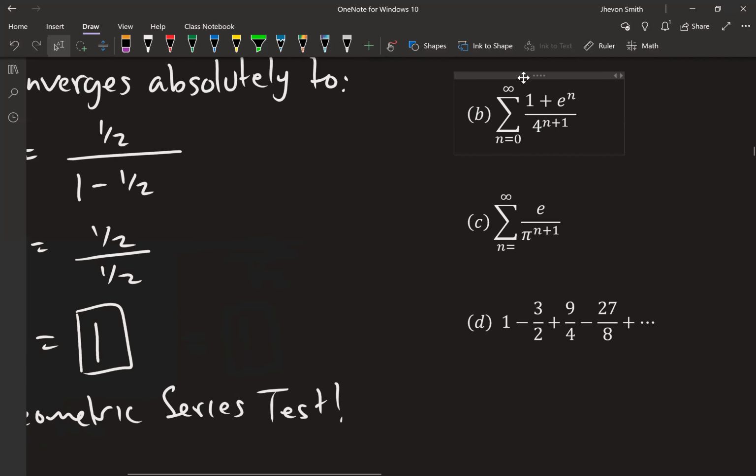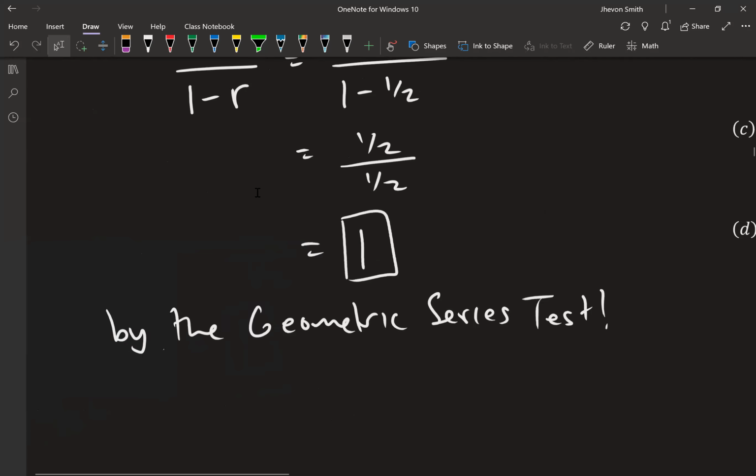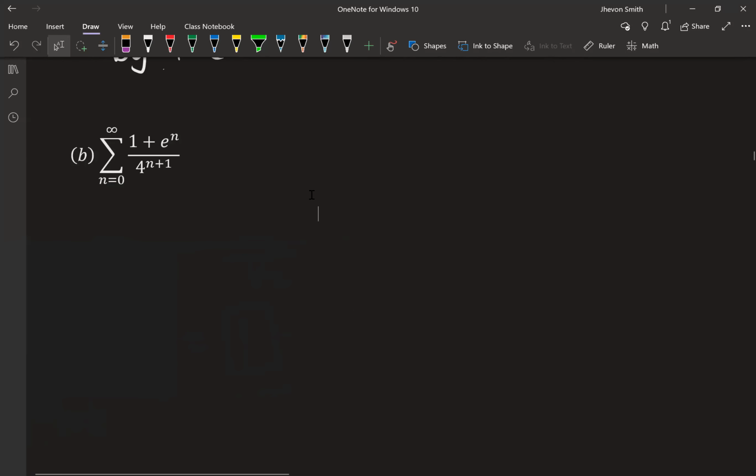Here are some more examples. All right, it turns out that this guy is actually, you can use this geometric series test to solve this guy. I'll give you guys some time to think about it. I'll give you guys like 3 minutes. Try to figure out if this converges, tell me that it converges, and then tell me what does it converge to. I'll give you guys 3 minutes. Go.